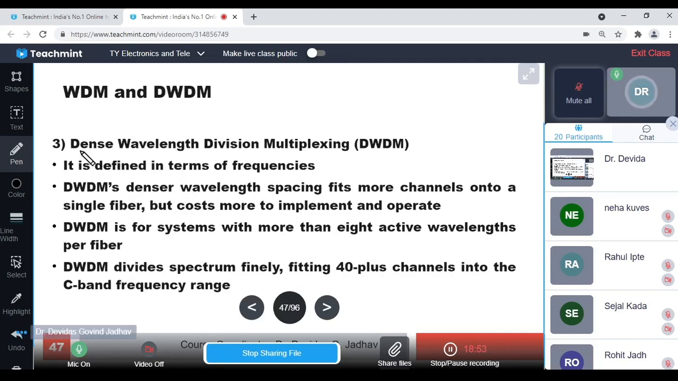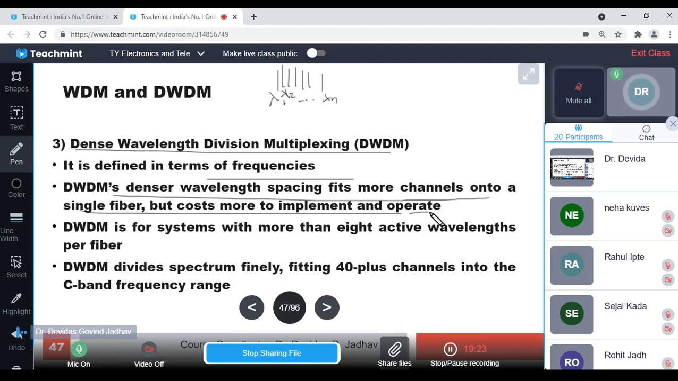Then last is dense wavelength division multiplexing. This multiplexes very densely, very finely dividing the total spectrum, and it is allocating lambda 1, lambda 2, up to lambda n. So these are the dense wavelength division multiplexing, defined in terms of frequencies. DWDM is denser wavelength spacing. It fits more channels onto a single fiber, but costs more for implementation and operation.